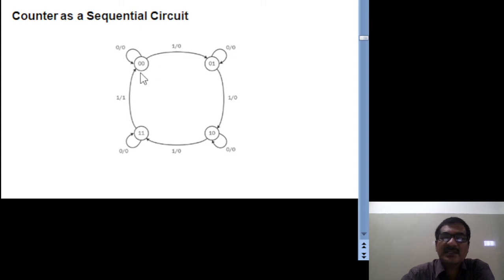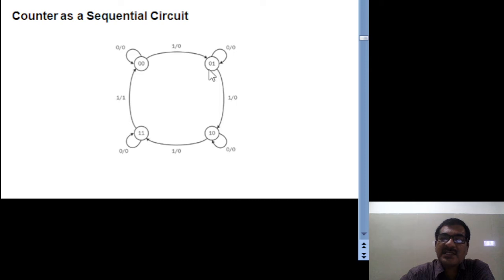So from this state diagram you can understand the operation is like this. Assume the initial state is 0 0. If input is 0, it is in the same state, and maintaining the output as 0. Suppose if the input is 1, it goes to the next state, or the count is incremented by 1. Okay, so it goes to the next state and shows the value as 0 1, and output is 0.